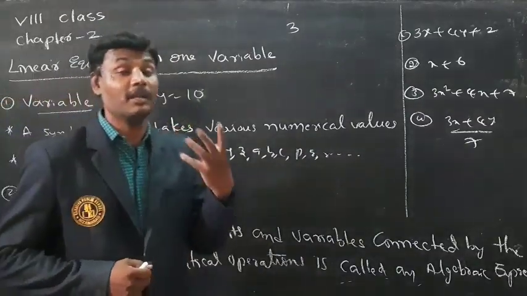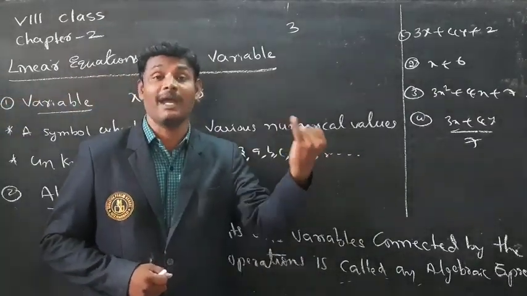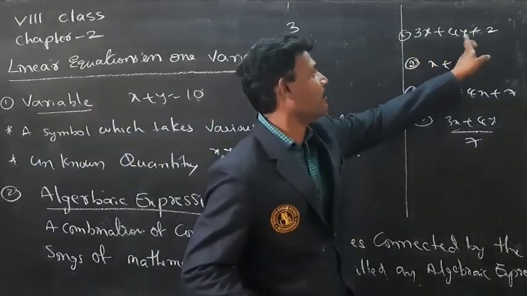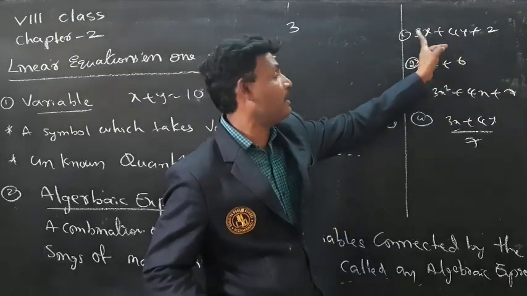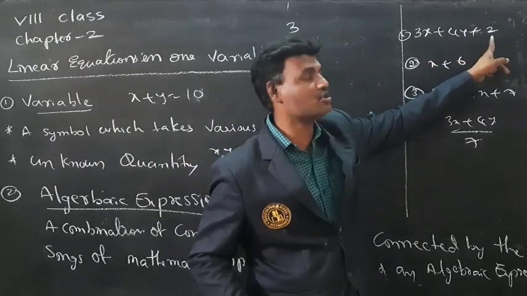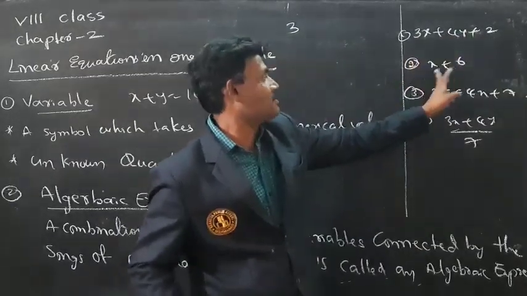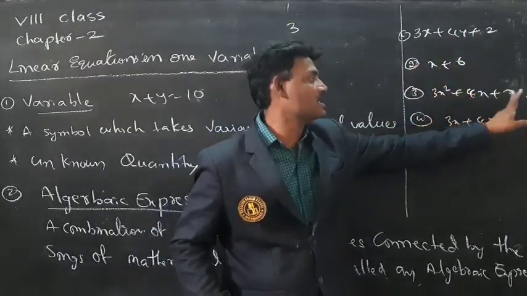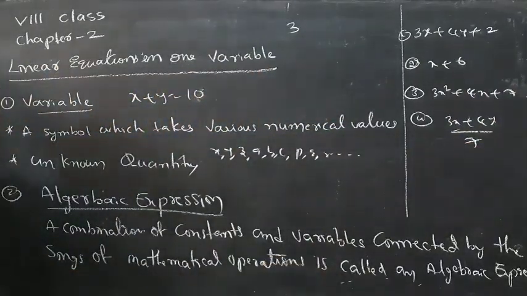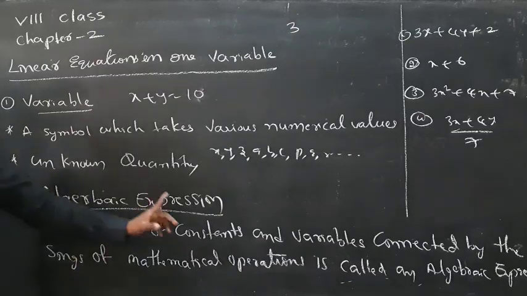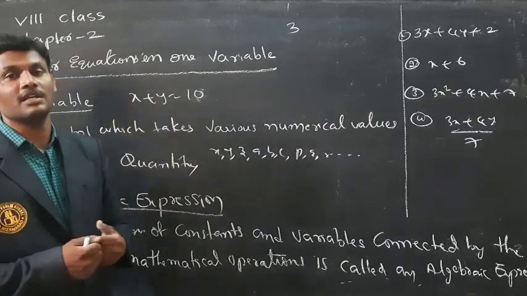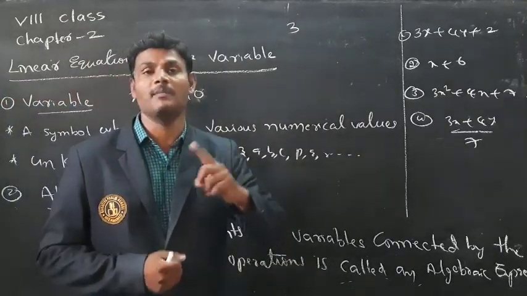What is the meaning of mathematical operations? There are four: plus, minus, into and division. For example, 3x plus 4y plus 2. 3 is a number, x is a variable, plus is a mathematical operation, and in 4y plus 2, 2 is a constant term. Others are x plus 6, 3x square plus 4x plus 7, 3x plus 4y by 7. So, what is the meaning of algebraic expression? A combination of constants and variables connected with mathematical operations is called an algebraic expression.